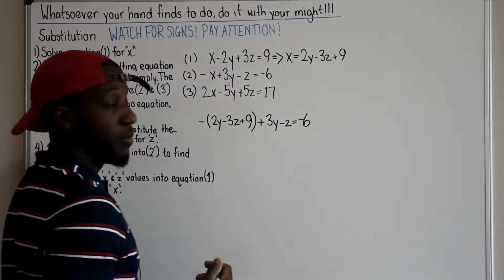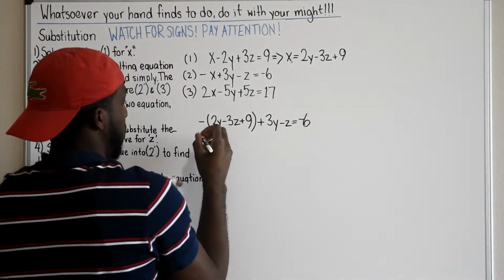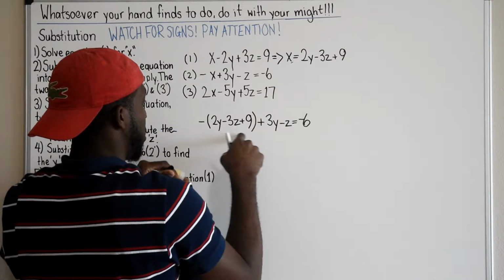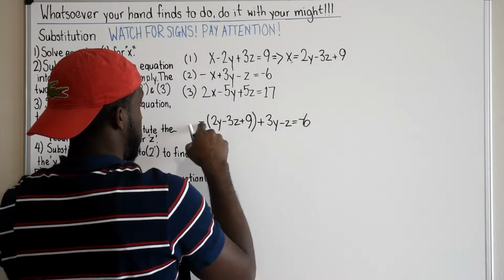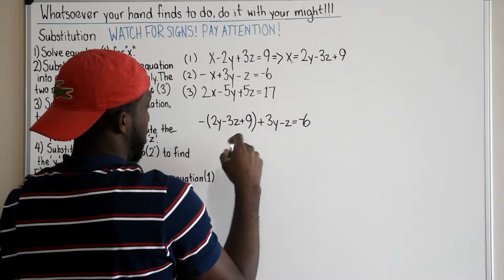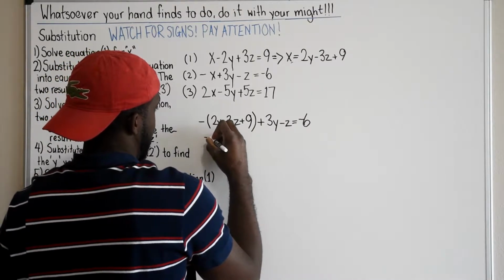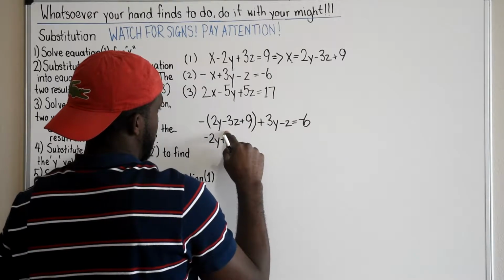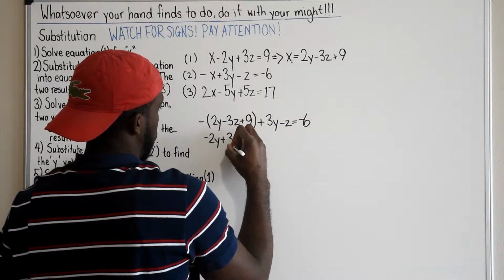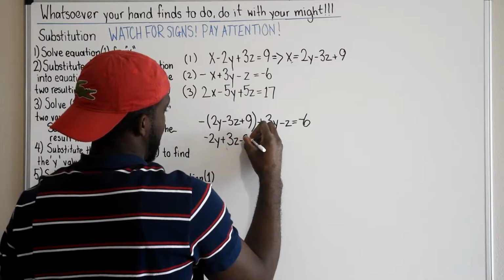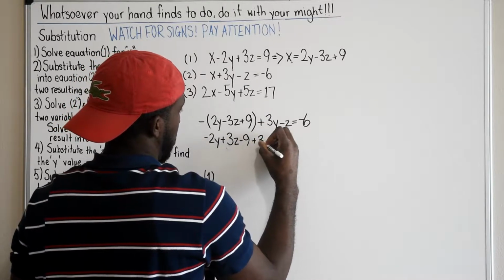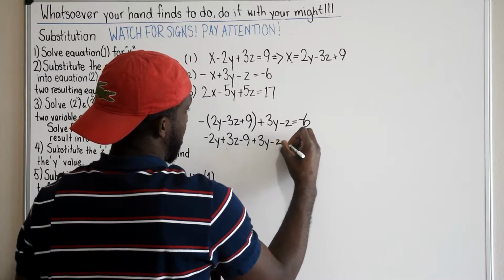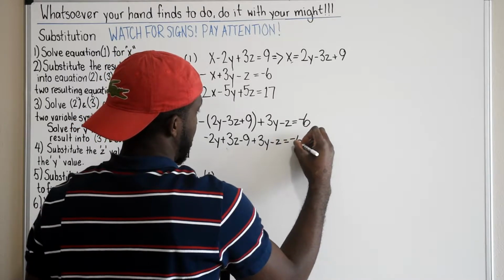Okay, so I'm going to simplify it. So this negative right here changes the sign of everything inside. So I'm going to distribute this negative into this term right here. So I got negative 2y plus 3z minus 9 plus 3y minus z equals negative 6.